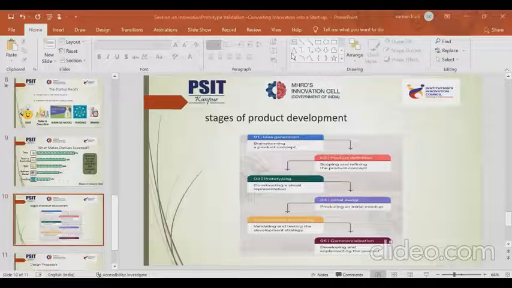Okay, so the prototype step is very important. Before making an actual product, we should have a prototype of that product. The prototype consists of all the functionality that the actual product consists of. So we need to put all the functionality into the prototype.